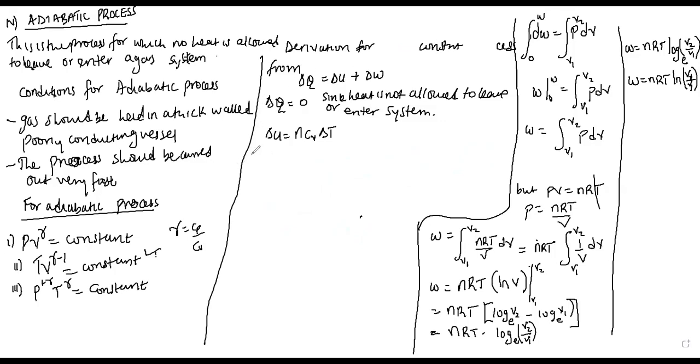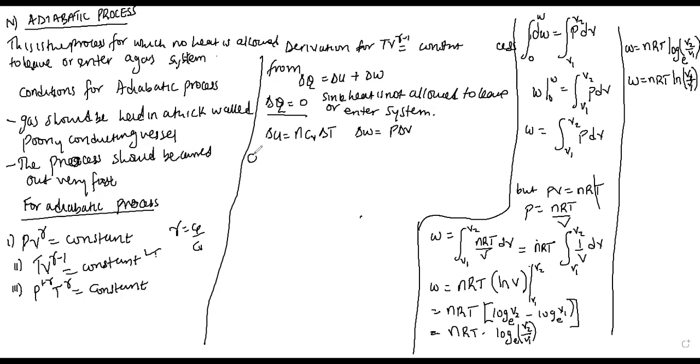I'll first derive TV^(gamma-1) equals a constant. Okay. External work done by the system will be equal to PdV. We have seen that no heat is allowed to leave or enter the system, so it ideally implies that the change in energy is 0.